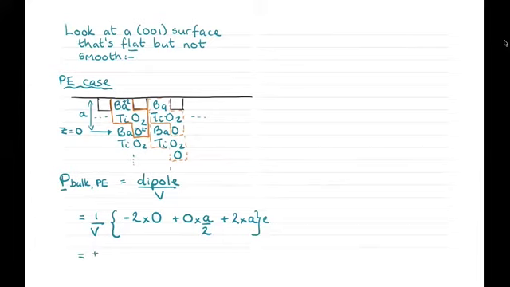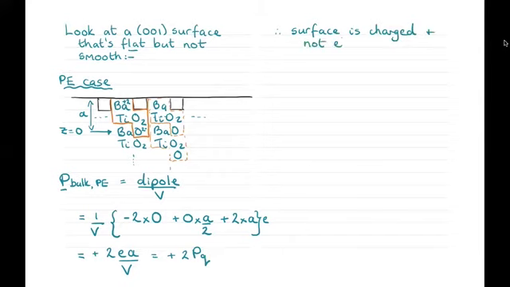So if I gather my terms together, this is +2 times the electronic charge times the unit cell length divided by V, which is +2 times the polarization quantum. So we see that in this case, the surface is charged even in the paraelectric structure, and so it's not electrostatically favorable.